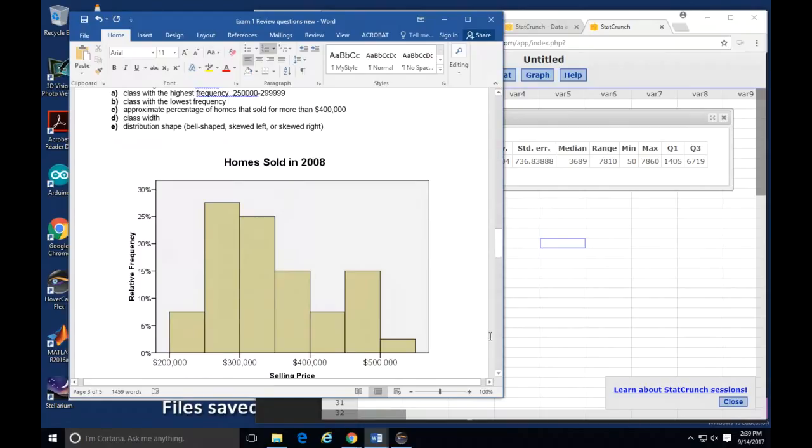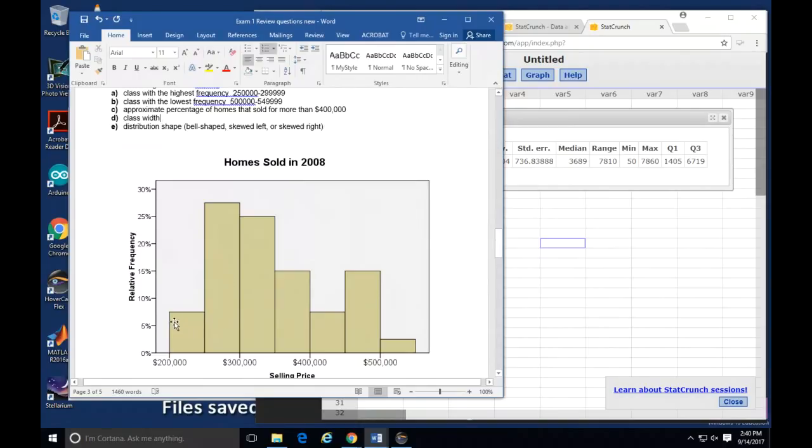The class with the lowest frequency would be this one on the end. So again, that would start at 500,000 and it would go up to 549,999. You could approximate the percentage of homes that were sold for more than 400,000. So that would be these 3 bars here. So we would want to approximate the percentages for each one of those 3 bars and add them together.